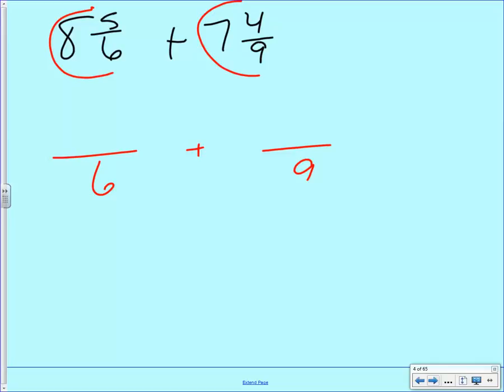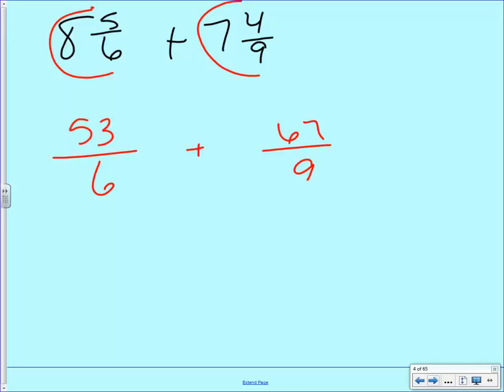And so I get 8 times 6 plus 5, and I end up with 53, I believe. Right? Is that right? 48? Yes, 53. On the other one, I end up with 9 times 7, which is 63. And then I'm going to add 4 to it, and I end up with 67, I believe.